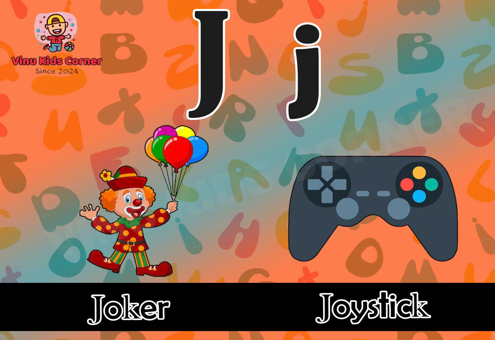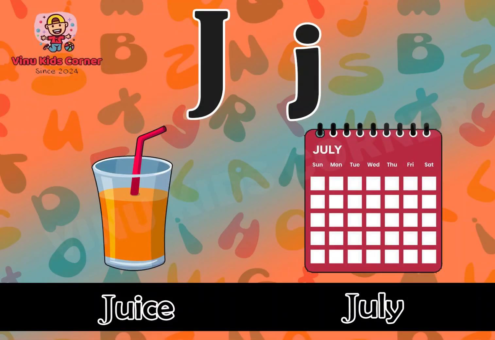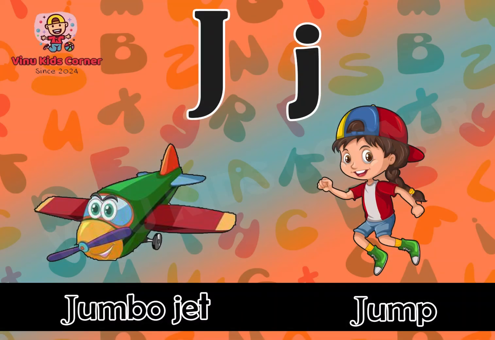J is for joker. J is for joystick. J is for judge. J is for jug. J is for juice. J is for July. J is for jumbo jet.